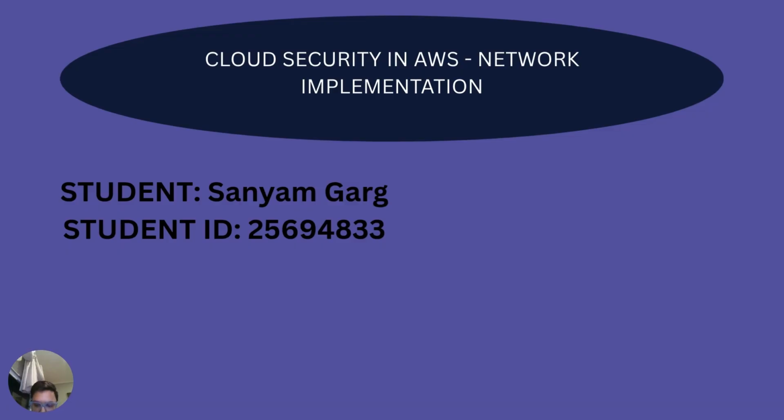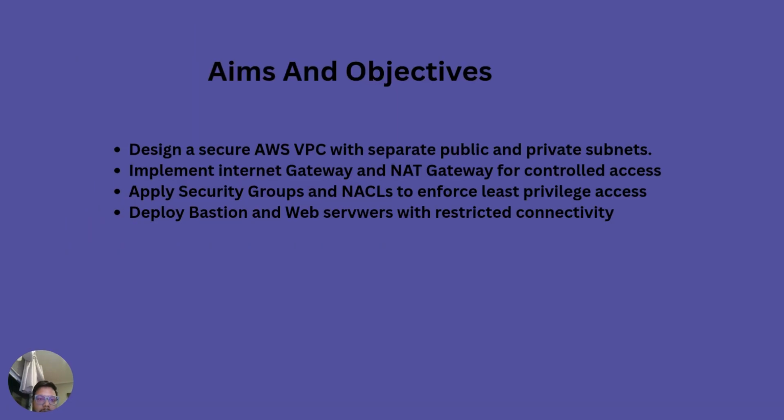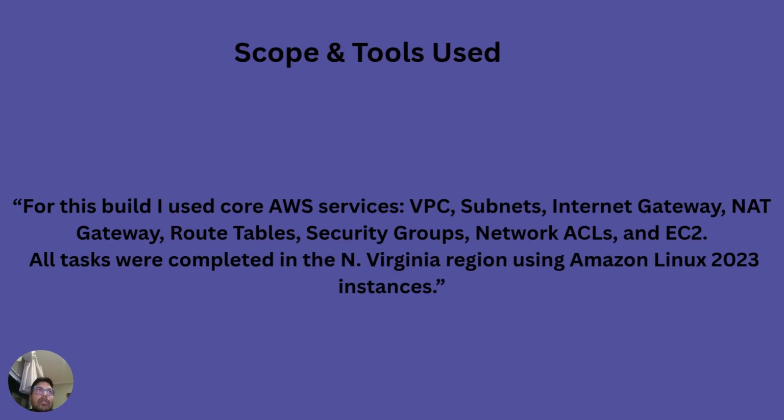inside the AWS console. The main aims and objectives of this project were to design a secure AWS VPC with separate public and private subnets, implement an Internet Gateway and NAT Gateway for controlled access, apply security groups and NACLs to enforce least privilege access, and deploy Bastion and web servers with restricted connectivity. These are the basic scope and tools used.